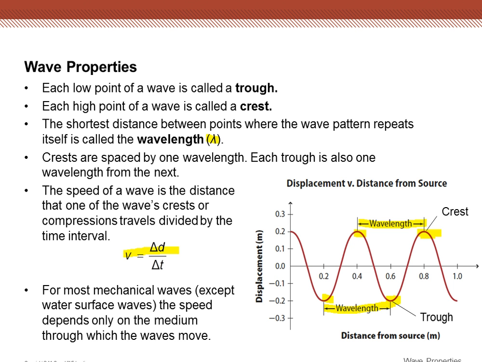And so this just gives us our kinematic equation, the distance traveled divided by time, that will give us the speed. For most mechanical waves, except for the water surface waves, those are kind of screwy, the speed depends only on the medium through which the wave moves. So what this means is that sound is going to travel at a certain speed through air, and it's going to travel at a different speed through water, and it's going to travel at a different speed through wood. Okay, so these types of waves, they all depend upon the medium through which they travel.